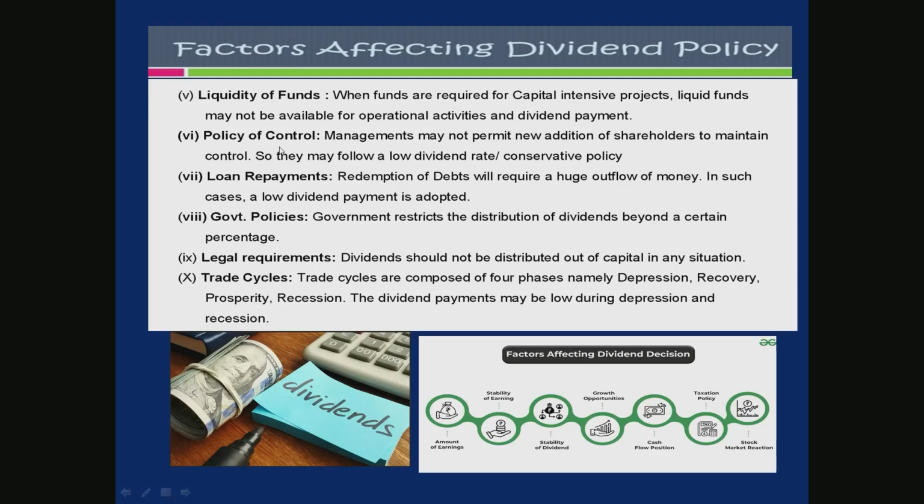Policy of control. Some managements do not prefer to have additional shareholders to invest in their company. Such conservative managements want to control their operations, and therefore they pay less dividends. Loan repayments. When a company's burden on loan repayment is very high, they will prefer to go for a lower dividend. Government policies. Government can fix or cap the amount or percentage of dividend that can be paid.